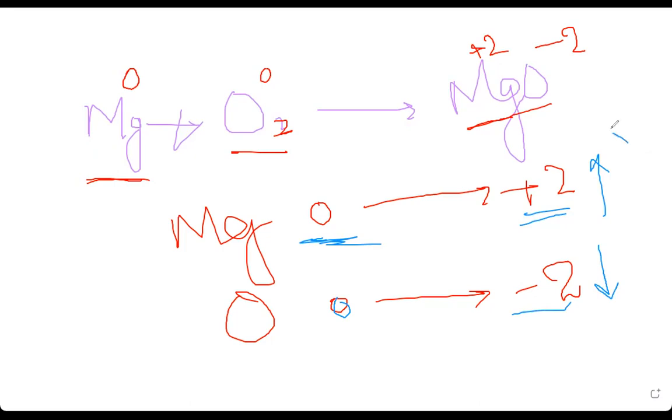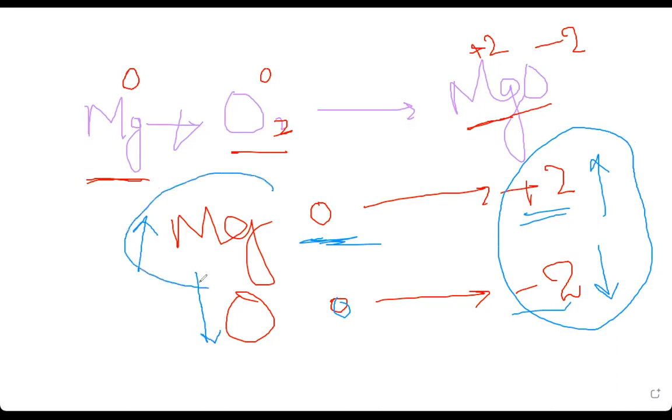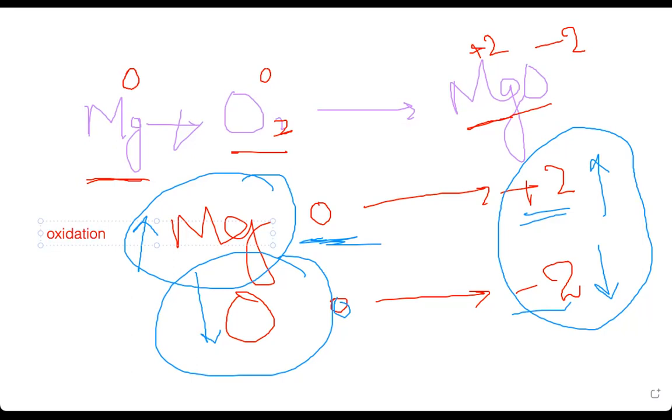So you can see these two things. For magnesium, there is an increase in oxidation state. For oxygen, there is a decrease in oxidation state. Increasing oxidation state is called oxidation. Decreasing oxidation state is called reduction. This is called oxidation reduction.